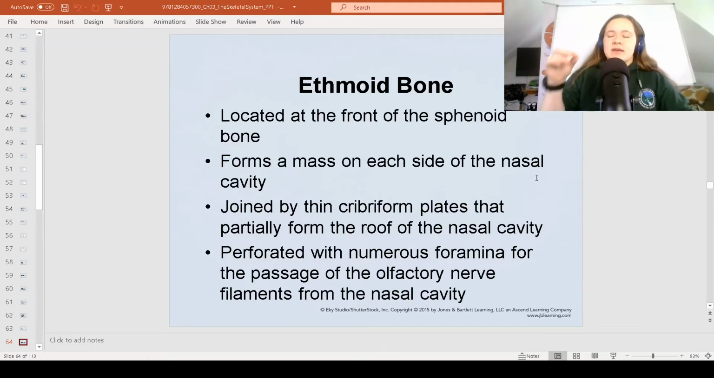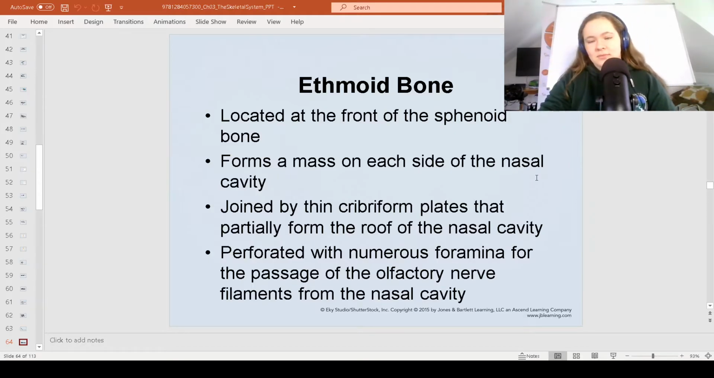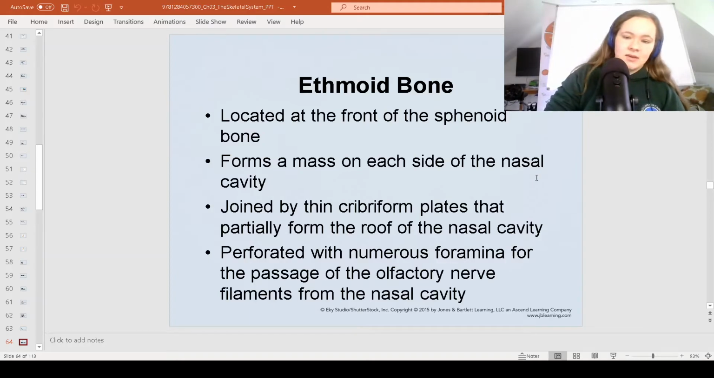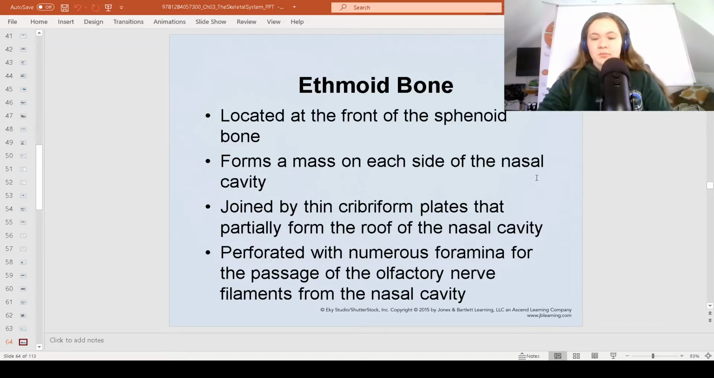This is sort of where, when they test you for COVID, they basically stick it all the way up to your brain. They stick it up to the nasal plate, basically to the base of your skull, joined by thin cribriform plates that partially form the roof of the nasal cavity. This is perforated with numerous foramina for the passage of olfactory nerve filaments from the nasal cavity.